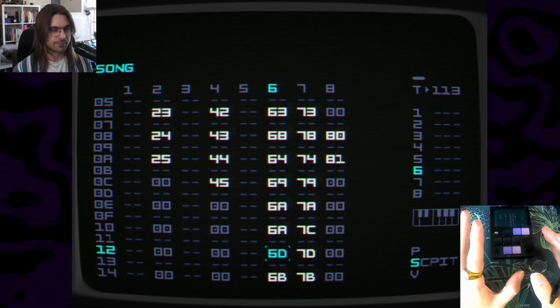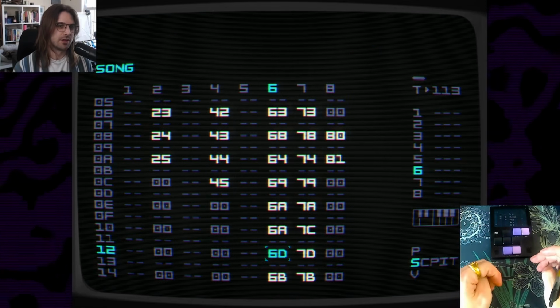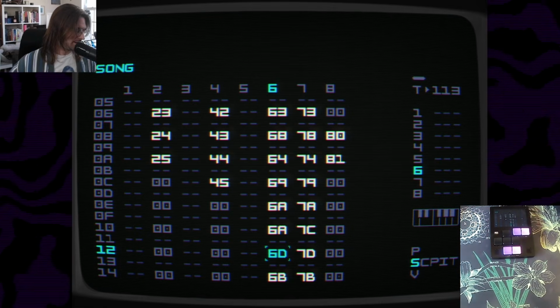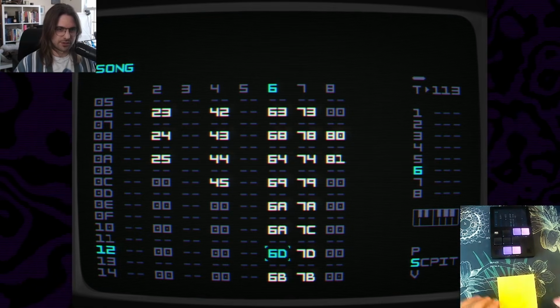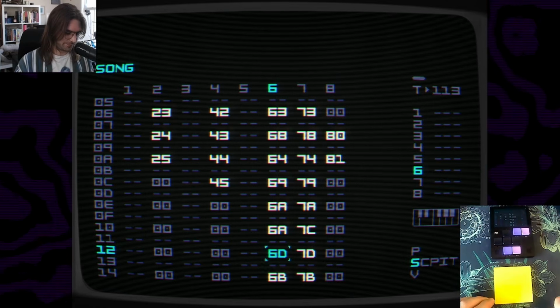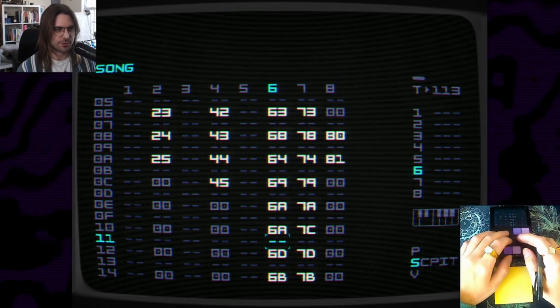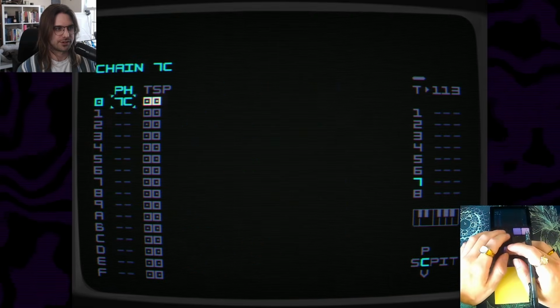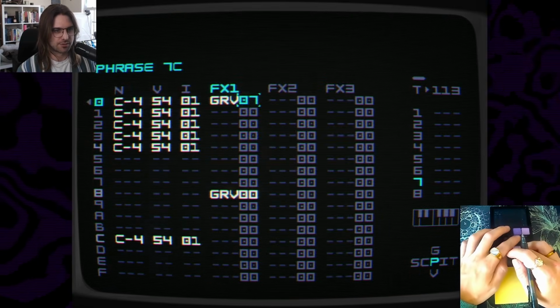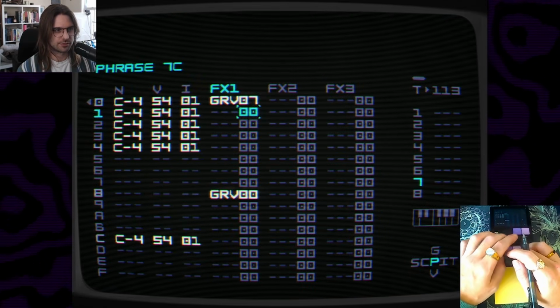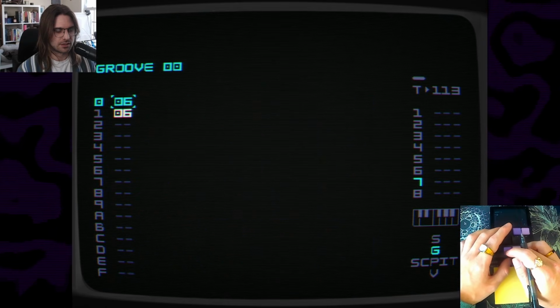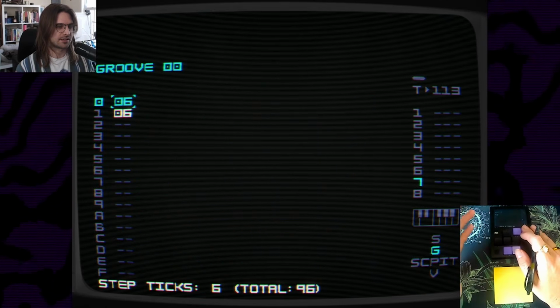So, to make it like a real quintuplet, we're unfortunately going to have to do some math. I'm going to do it down here because I think it's fun. So, in M8 world, with normal default settings, our groove is 96 ticks long, right?